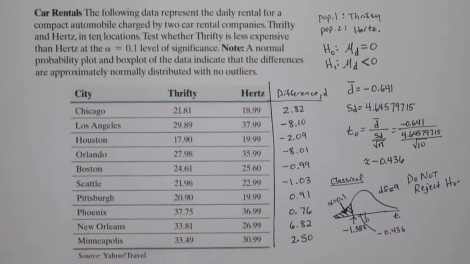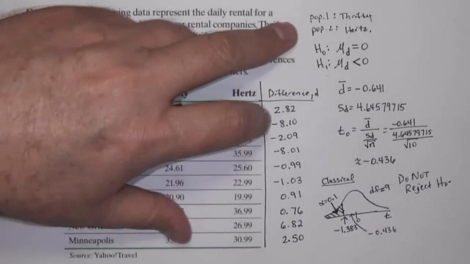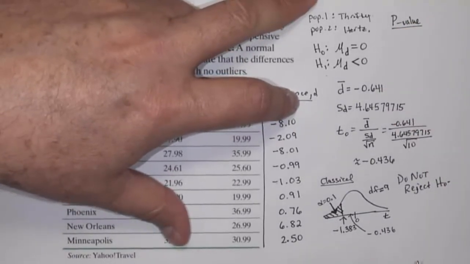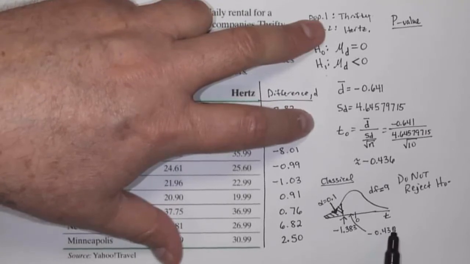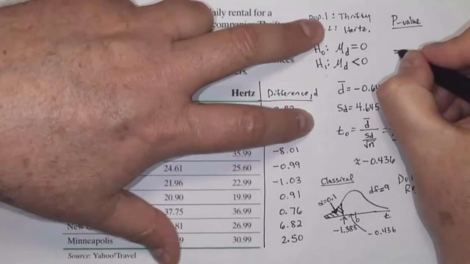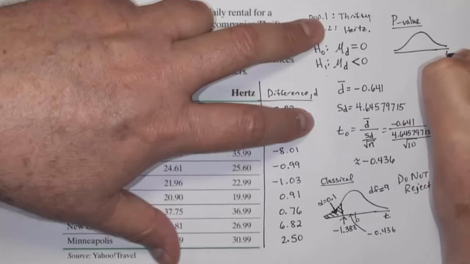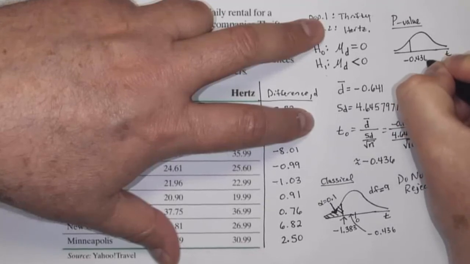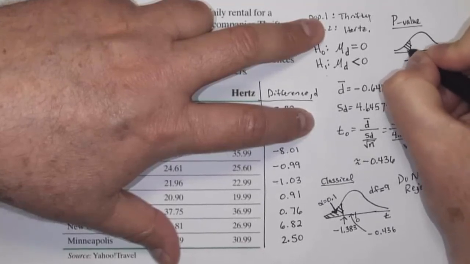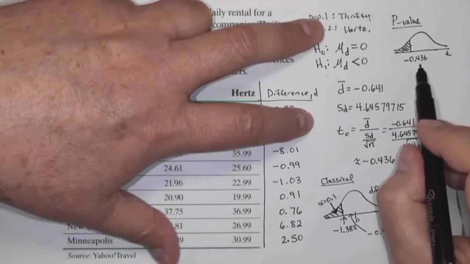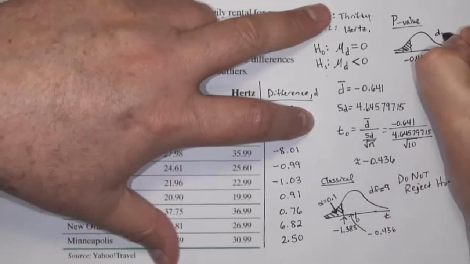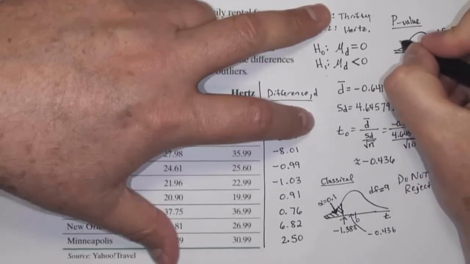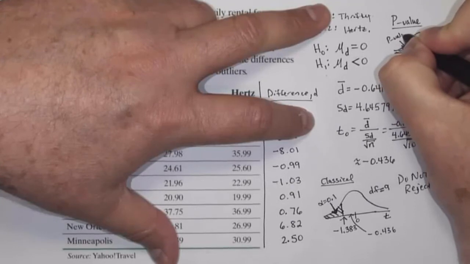Now that was using the classical approach. If I want to use the p-value approach, I need to find the p-value. The p-value would be the area to the left of the test statistic, which is negative 0.436 in this case. So this area to the left of negative 0.436 in a t-distribution that has 9 degrees of freedom, that would be the p-value.